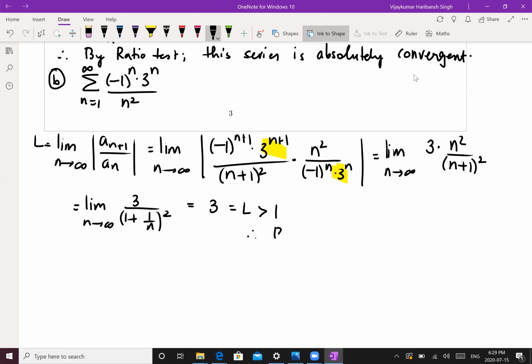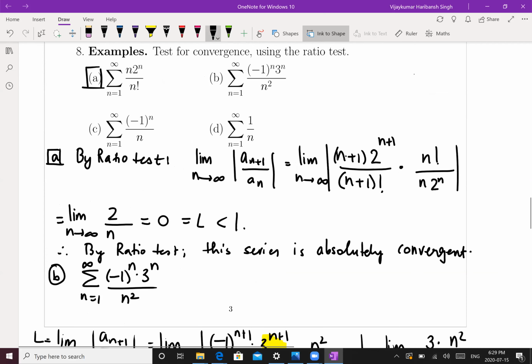Therefore, by the ratio test, this series is divergent. All right, so now let's look at C.